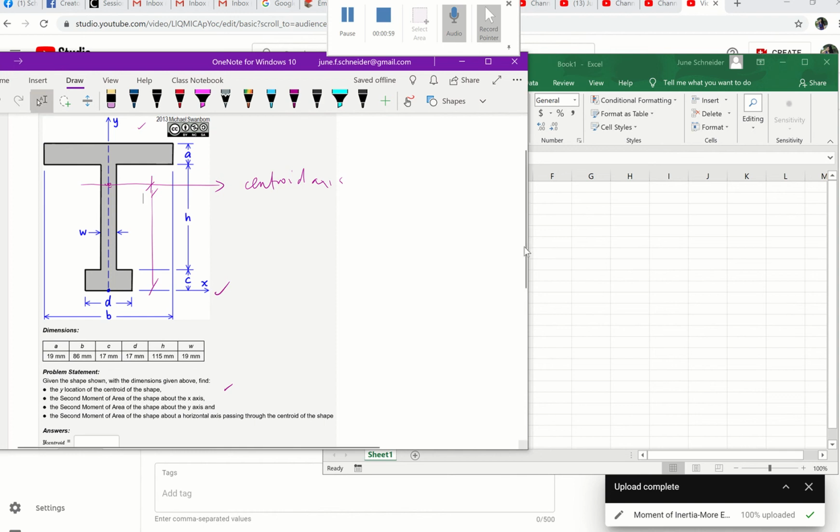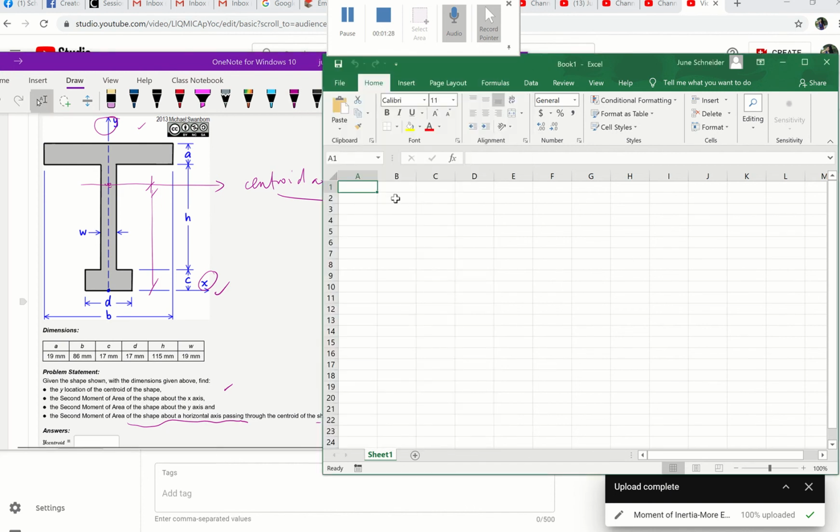That's the first step. The second step, they want you to find the second moment of area of the shape about this x-axis. Then the third one is about the y-axis. The last one is the moment of inertia about this horizontal axis through the centroid, so basically the centroid axis. First of all, we're going to figure out the centroid.